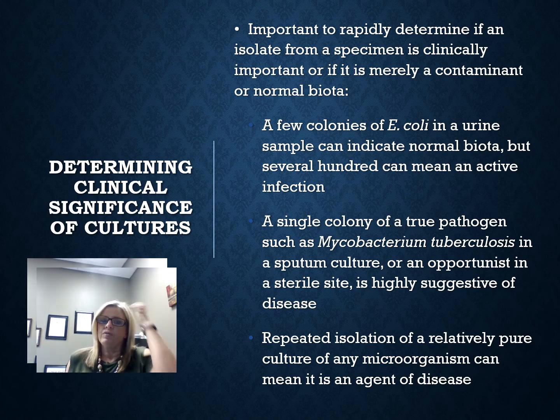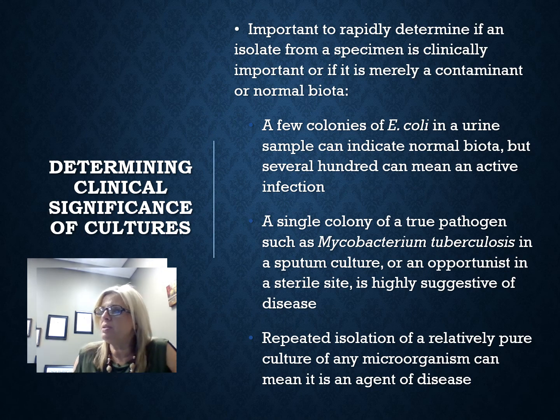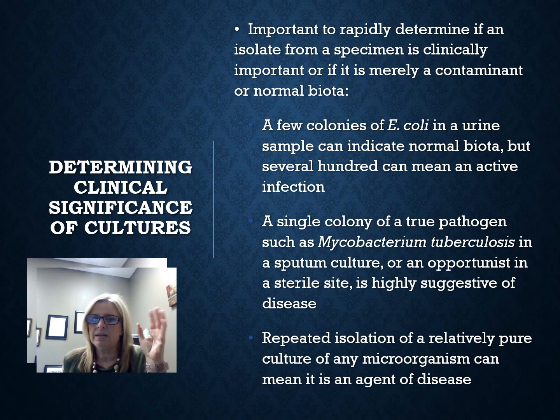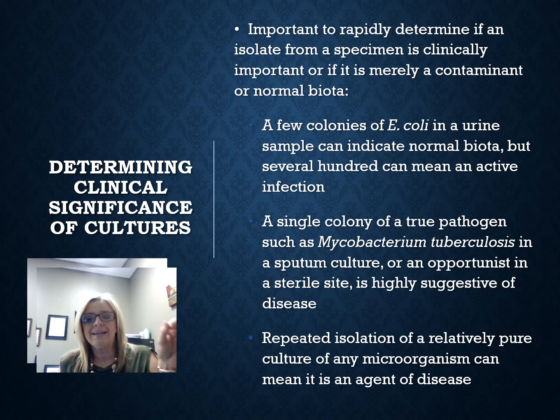Okay, so a few colonies of E. coli in urine can indicate normal microbiota, especially if it's not clean catch. Several hundred obviously is going to be indicative of an infection. A single colony of something like Mycobacterium tuberculosis in a sputum culture or an opportunistic pathogen in a sterile site is highly suggestive of the disease. So it depends on what you're looking at, all right? And so then you would need to isolate a pure culture of any microorganism to be sure if it is actually the agent causing the disease.